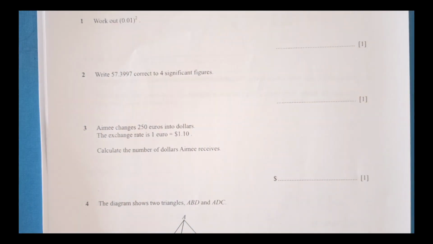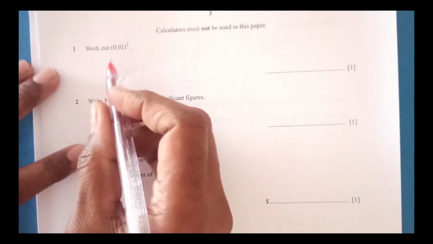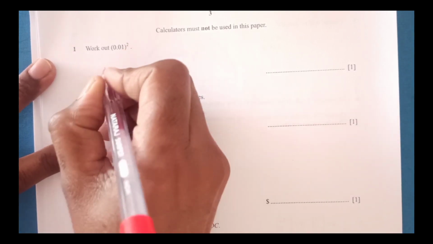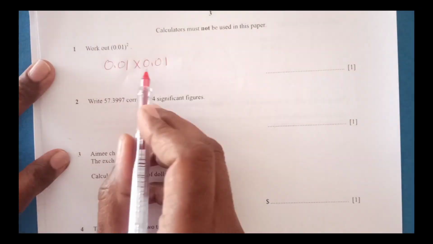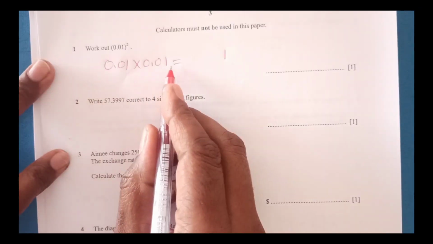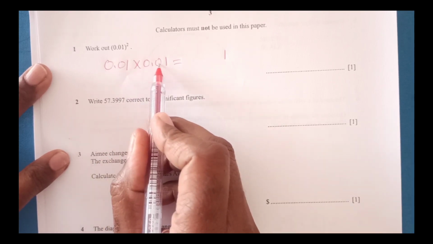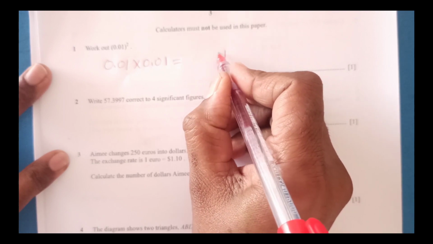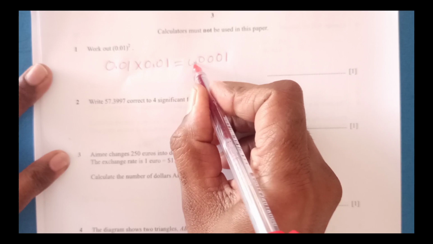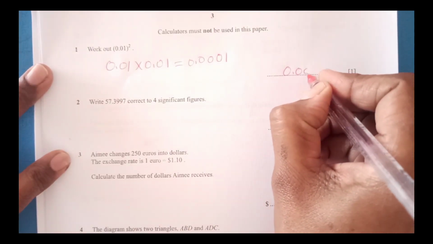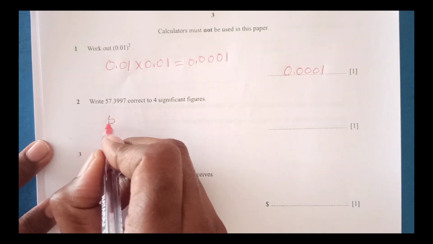So let's start. The first question that I can see here is: work out 0.01 squared. So 0.01 times 0.01. There is 1 here, and 1 times 1 will be 1. The decimal places are 2 here and 2 here, therefore 1, 2, 3, 4. So to do this we are going to add zeros: 1, 2, 3, 4. So it will be 0.0001.